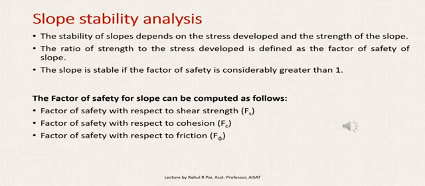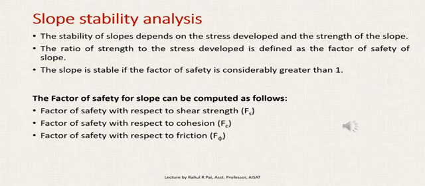So before going to the slope stability analysis, let us discuss a few points. The stability of a slope depends on the stress developed and the strength of the slope. Whatever stress is developed on the failure surface, and whatever inherent strength that particular soil of the slope has, the stability depends on these two factors. Then the ratio of strength to the stress developed is defined as the factor of safety of the slope.